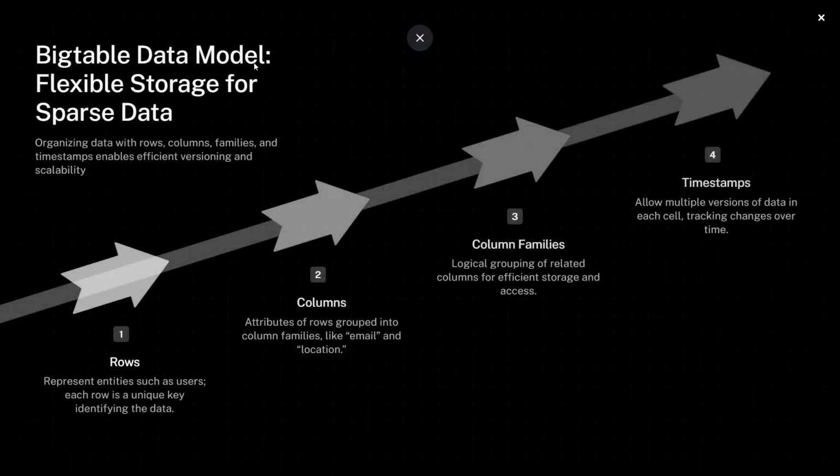Now the Bigtable data model, flexible storage for sparse data. Let's look at the Bigtable data model, which can be thought of as a four-dimensional map. Each entry in this map is identified by rows, columns, column families, and timestamps.